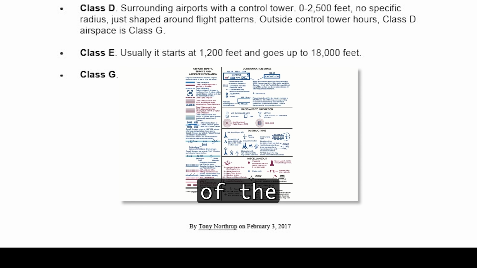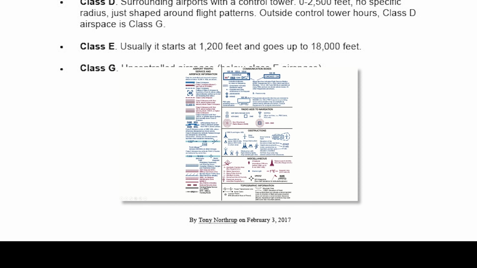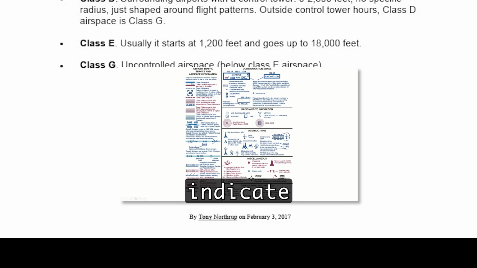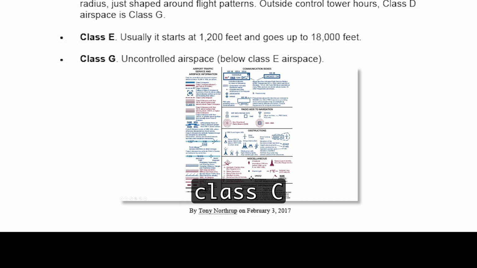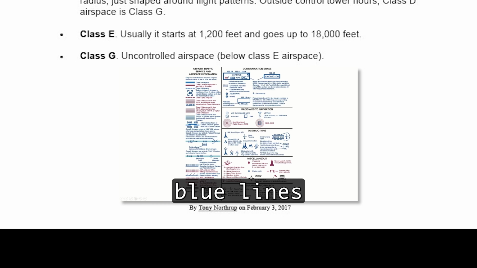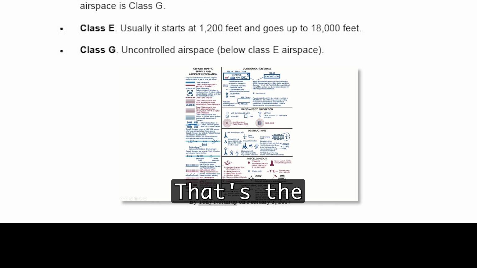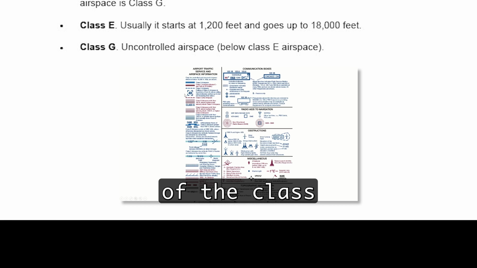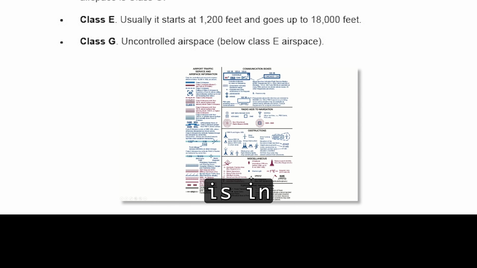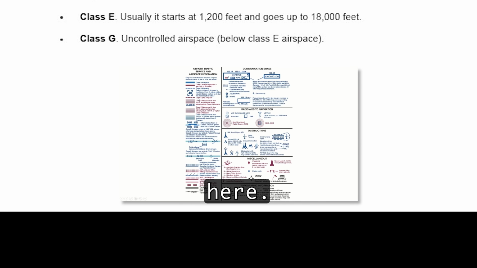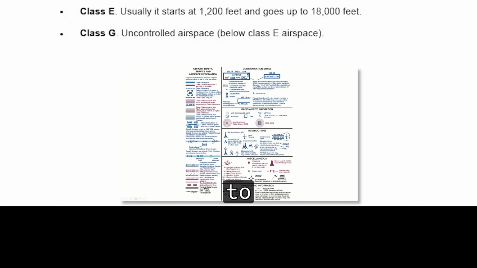Here's another part of the legend. For example, this legend tells us that the blue lines here indicate Class B airspace, the magenta lines indicate Class C airspace, and then the dotted blue lines, Class D airspace. They tell you what the number in the box means. That's the ceiling of the Class D airspace. You can see Class E airspace for really small airports is in this dashed magenta here. All those crazy lines, if you're wondering what they mean, come back to the legend.